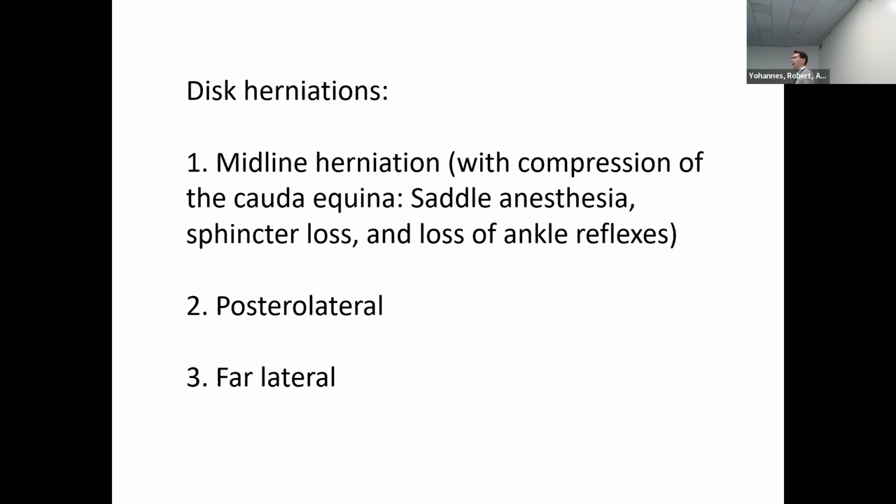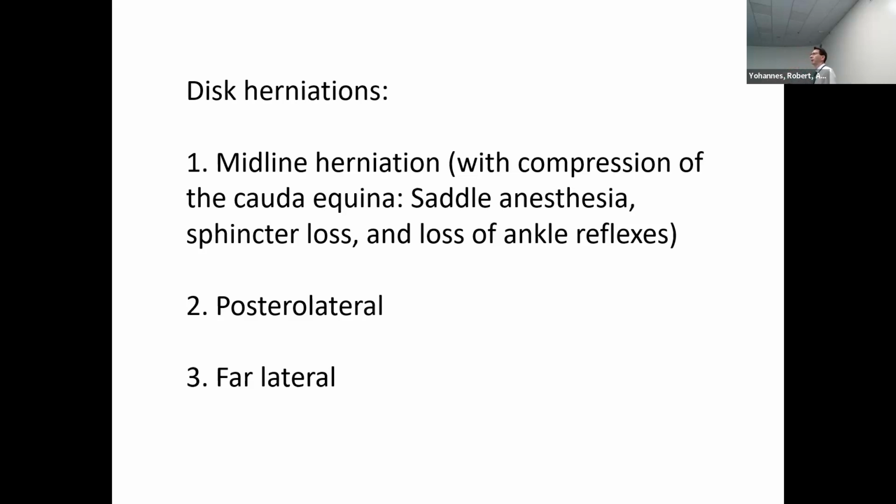If it's in the conus, you can get conus medullaris syndrome, where the patient will have initially flaccid paralysis of the lower limb, incontinence, and later on they will develop spasticity. If it's a little bit lower and it's compressing the cauda equina, then you'll have cauda equina syndrome, which is very similar to the conus, except that the flaccid paralysis stays flaccid, reduced reflexes, no spasticity, but you do have incontinence. So that's rare.